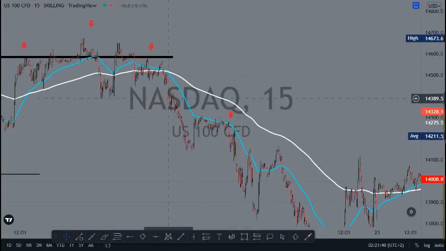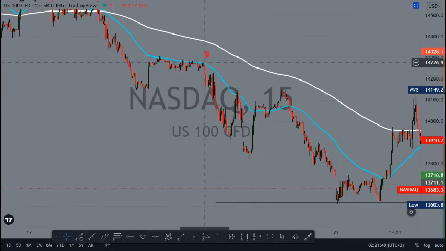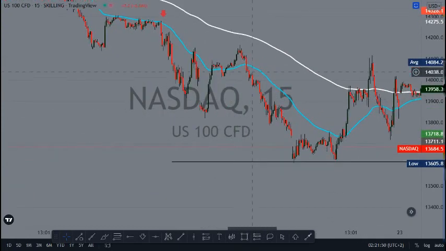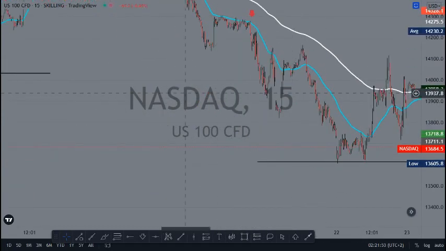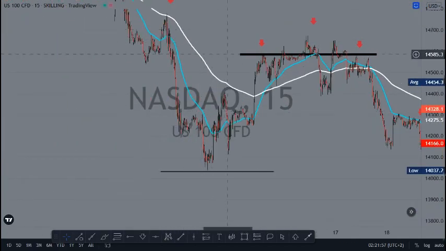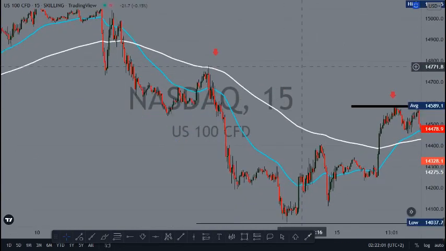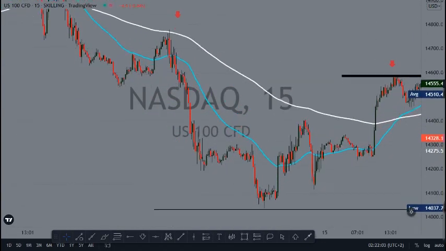After that we got a 50-200 cross right here where my mouse is pointing, and then from there on the market came to the 50, and then the market dropped. The market came back again to the 50, and then the market dropped again. So let's go back into the charts. So we can see here we also have another bounce on the 200, and from there on look what happened.